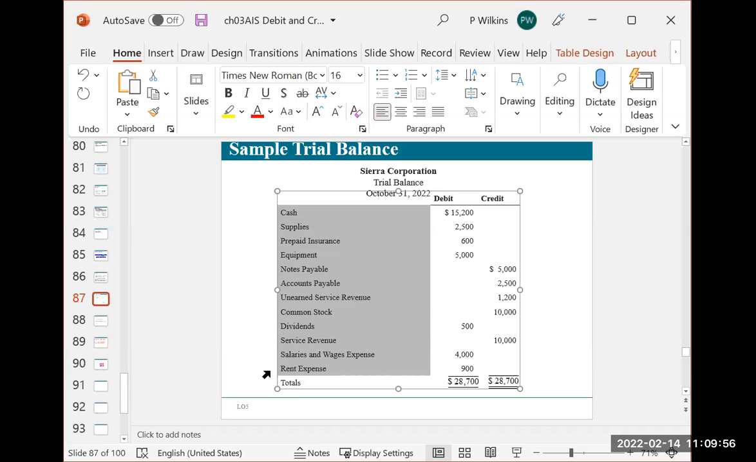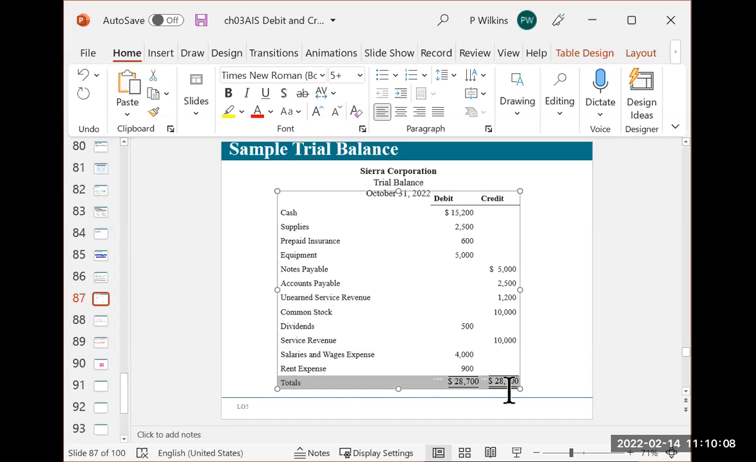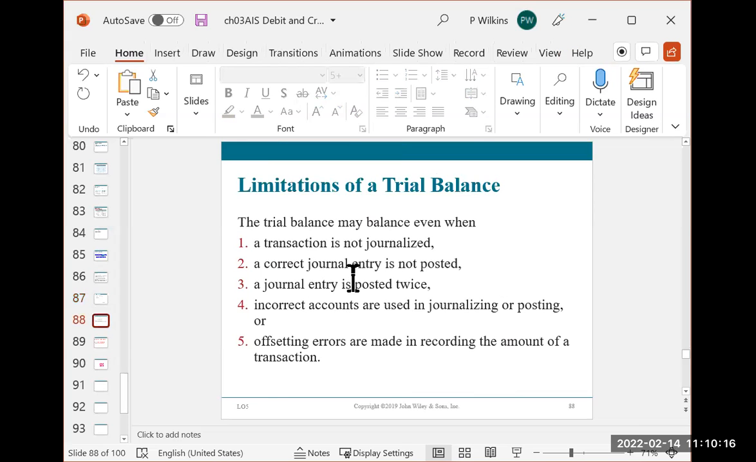Okay. And you'll see that the balance is either a debit or credit based on the T account, where the balance shows on the T account. And you'll see here on the bottom that the total debits and the total credits do equal one another, which is $28,700.